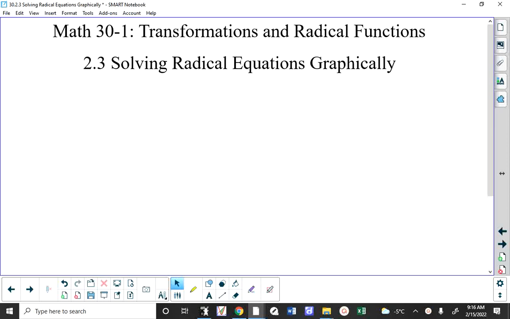All right, seeing as there were no further questions from yesterday's assignment, let's get right into the final lesson in this unit, which is section 3 of chapter 2. It's called Solving Radical Equations Graphically.